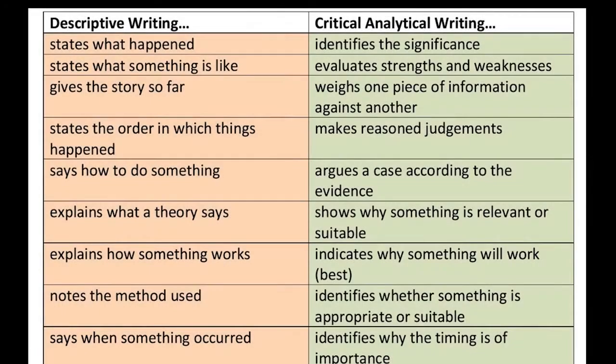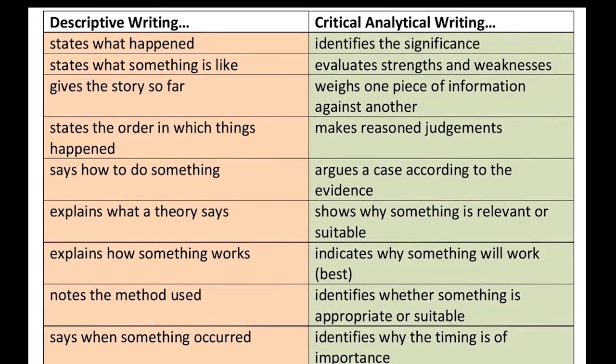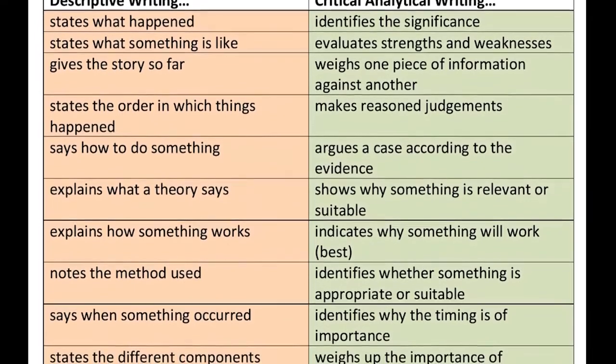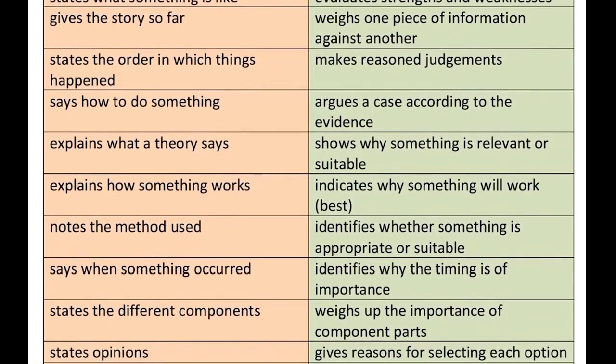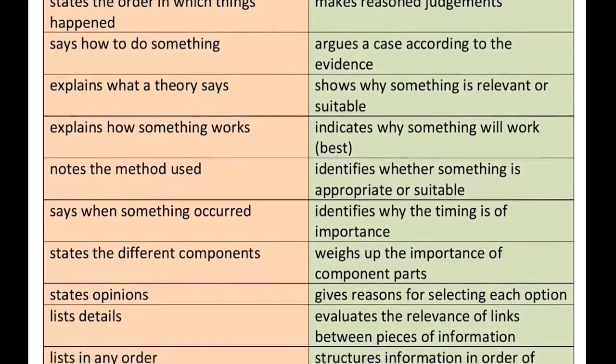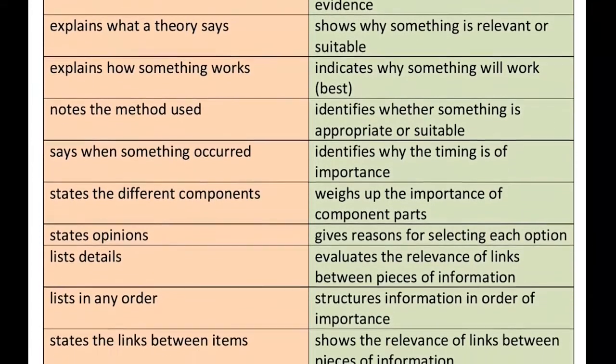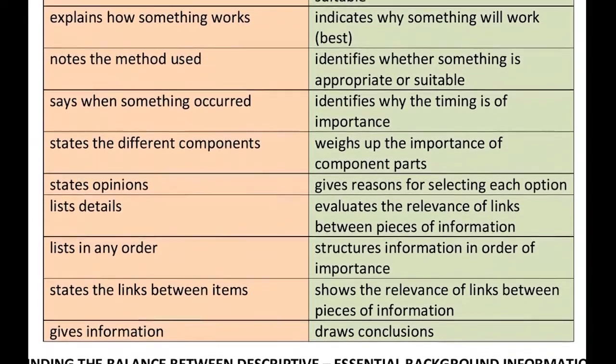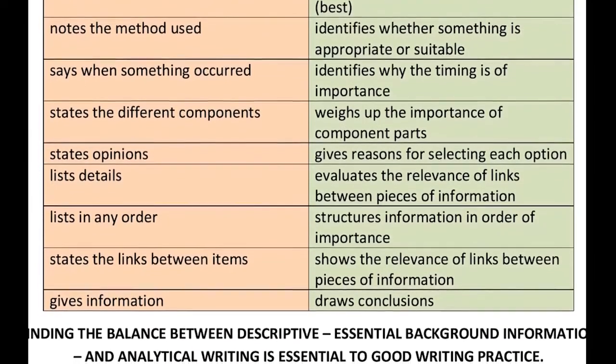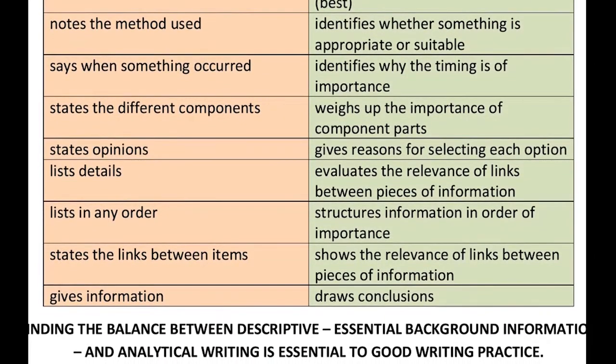As the chart shows, descriptive writing serves specific functions. It states what happens. It gives the story thus far. It states a specific method, explains what a theory is. It lists things that need to be listed. It states links. It gives information. Whereas critical or analytical writing, as already mentioned, identifies significance. It also identifies importance and draws reasonable conclusions based on research.